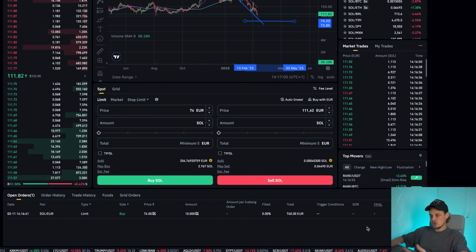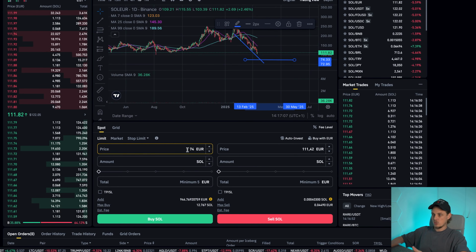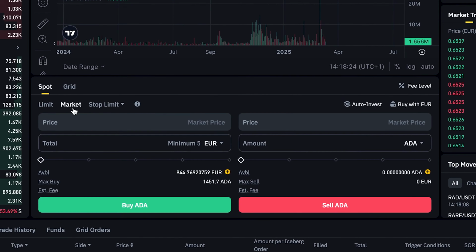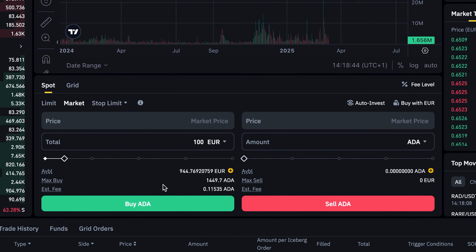Now if I want to cancel this order, I can just click on the cancel button and I can then adjust this to a higher level, lower level, whatever I think. Right, so if we choose another coin, let's go to ADA, for example. We head down and you can buy on a market. So you can say, right, I want to spend 100 euros worth of ADA. If you're happy with that, you come down, you say, buy ADA.